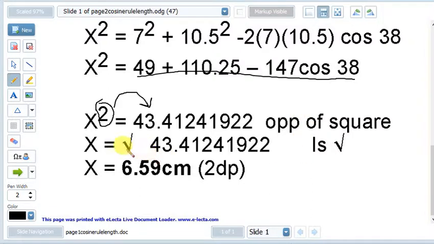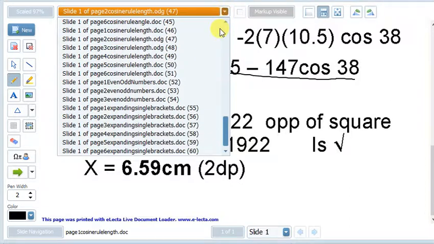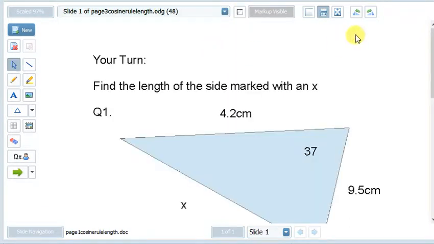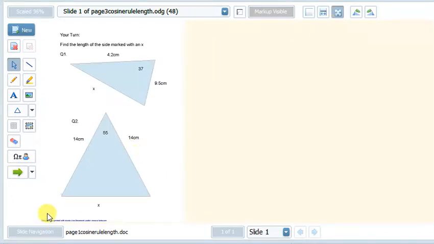Okay, so therefore the square root of 43.41 equals 6.59 to 2 decimal places. Okay, so now your turn to have a go at a few of those, and we've got 2 questions for you to have a go at, so pause the video and have a go at them.